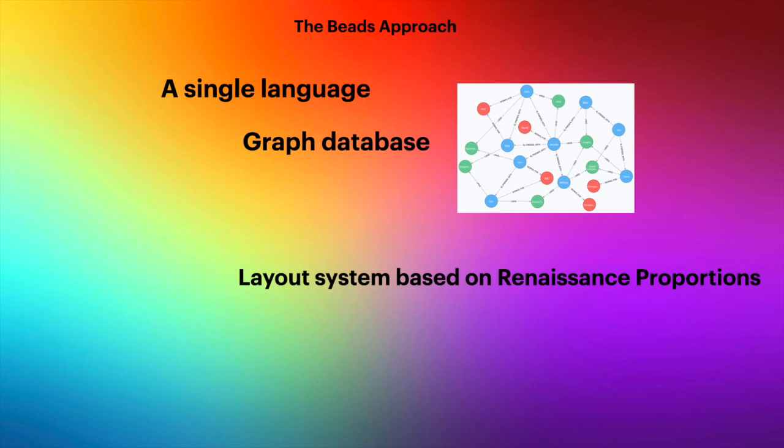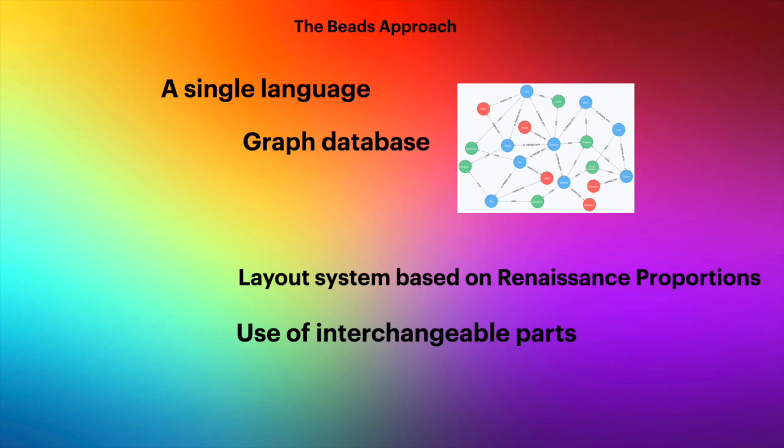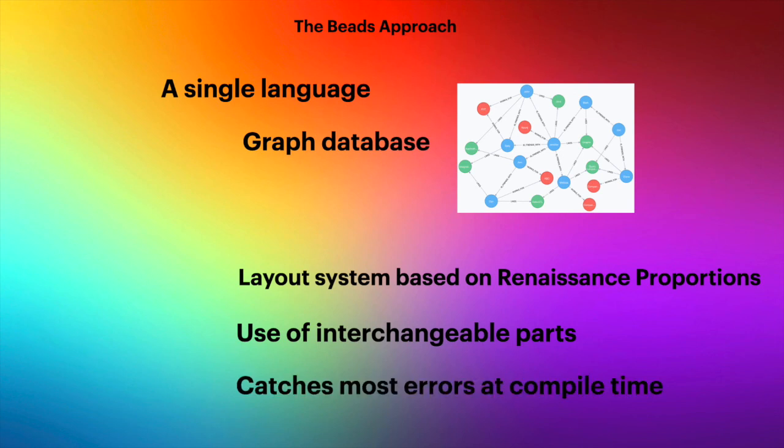Then, in order to build a system, you use small interchangeable parts of code, little chunks of code that assemble into a larger system. But the overall thing that makes Beads special is that it tries to catch as many errors as possible during compile time, so the debugging is greatly reduced.